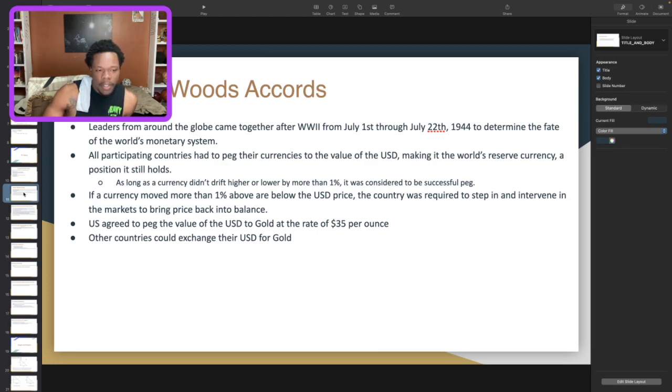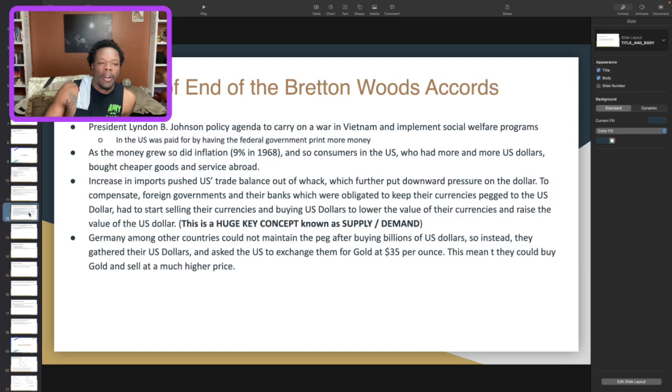And essentially, the U.S. agreed to peg the value of the U.S. dollar to gold at a rate of $35 per ounce, which is extremely important, and we'll get into that later.